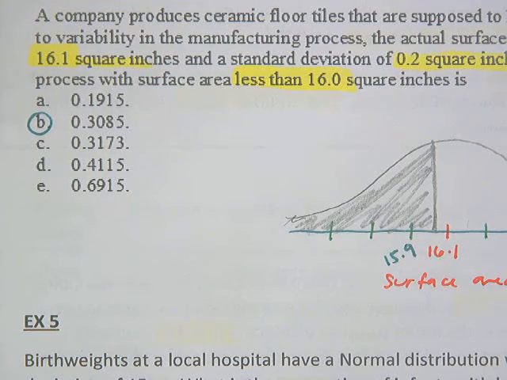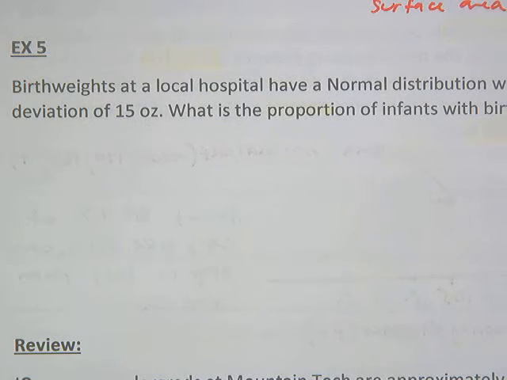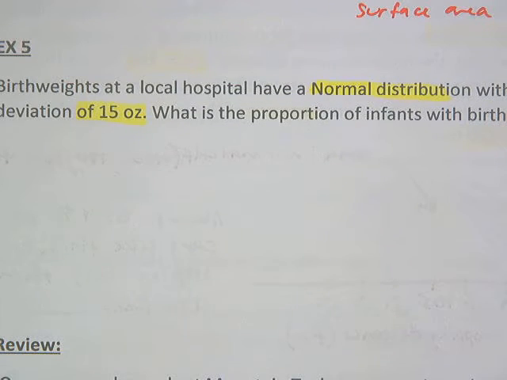Example 5 is also a test question. It'll be multiple choice, but I want to make sure that you can look at this and know what you're supposed to do. Birth weights at a local hospital have a normal distribution with a mean of 110 ounces and a standard deviation of 15 ounces. What's the proportion of infants with birth weights under 95 ounces?